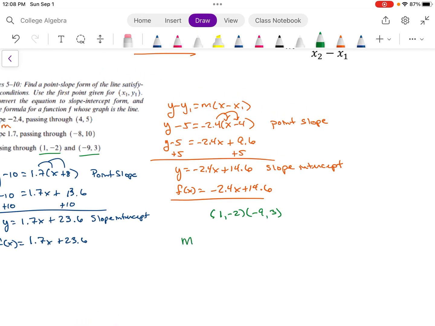So first thing I could say is m equals (3 minus negative 2) over (negative 9 minus 1). So that's 5 over negative 10, which is negative 1/2. So I got a slope of negative 1/2.